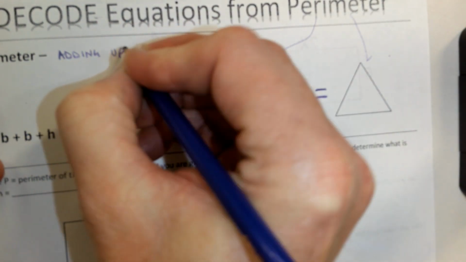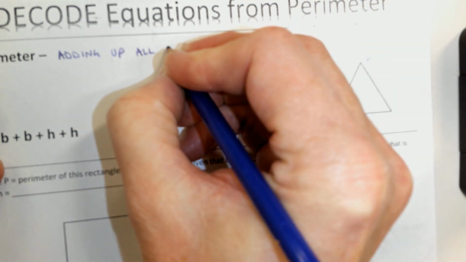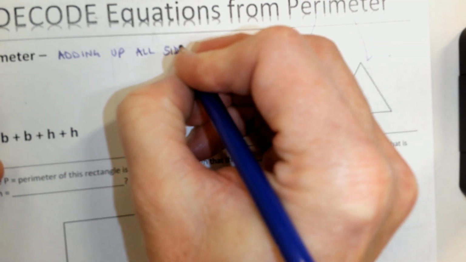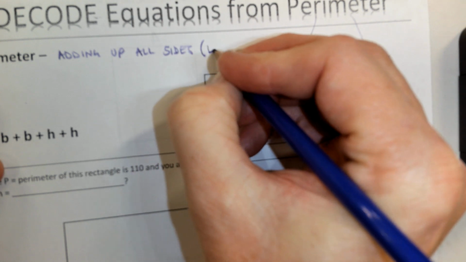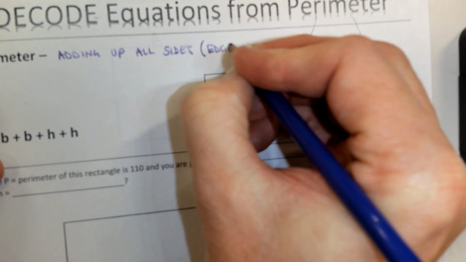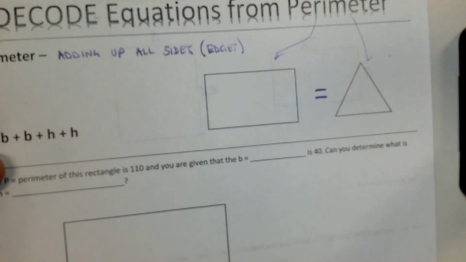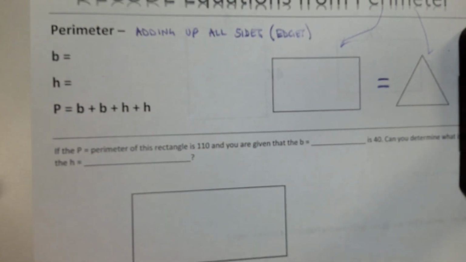Okay, I remember that perimeter is adding up all sides, and in parentheses you can write edges. Okay, so we're adding up all the sides. Now, at this level, in your younger lives, you called it length plus width plus length plus width, or side plus side plus side plus side.